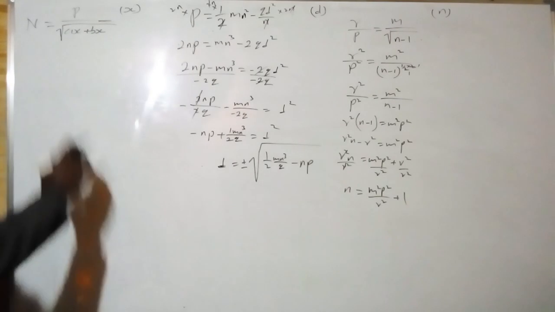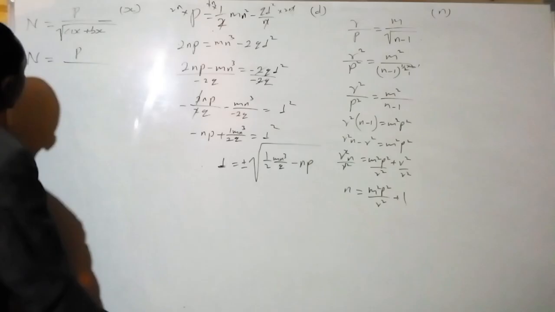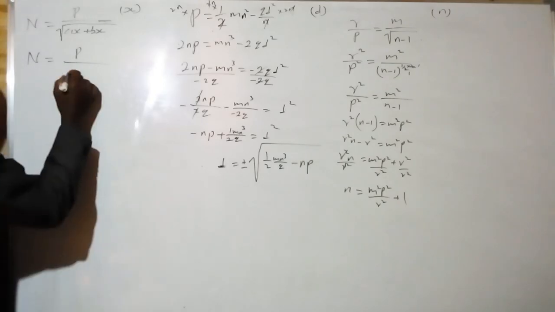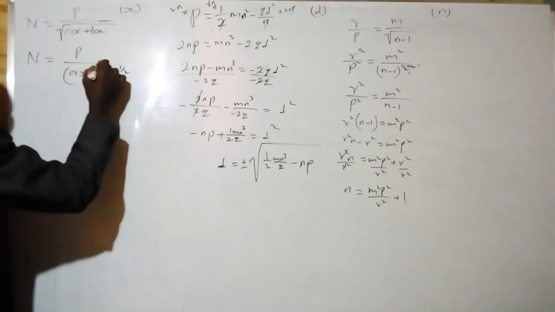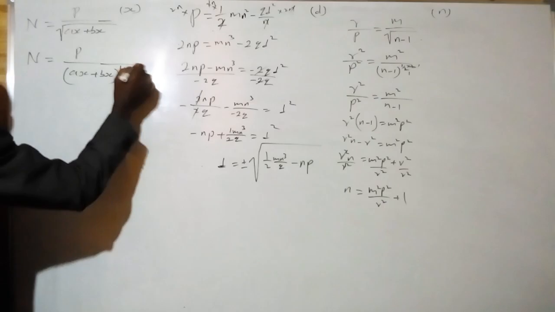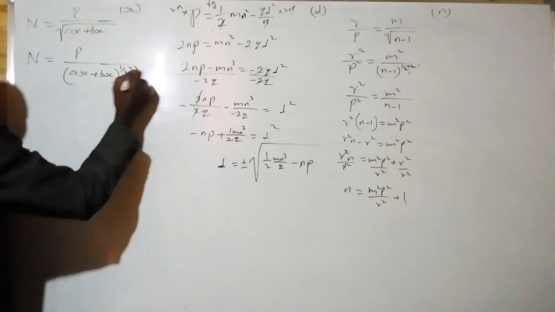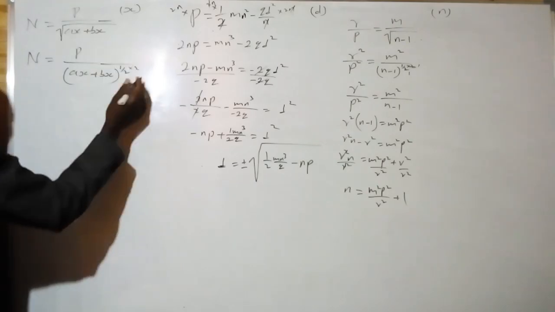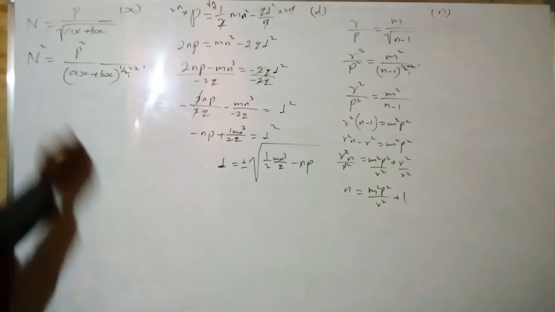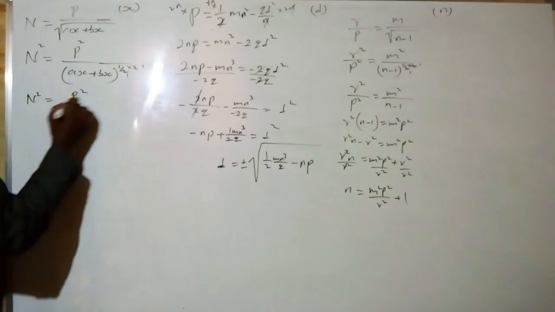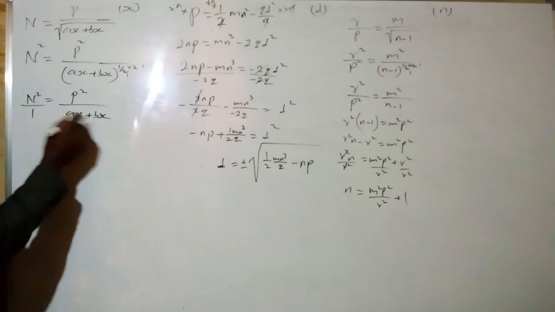You can say that n is equals to p over ax plus bx in brackets to the power of a half. This power of a half is the same as square root, so after that you can square. If it were a third root, we would cube everywhere, but now we are going to square. The power 2 and power a half cancel. N squared is equals to p squared all over ax plus bx. Then you cross multiply: n squared, ax plus bx, is equals to p squared.